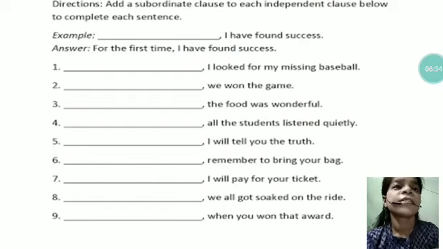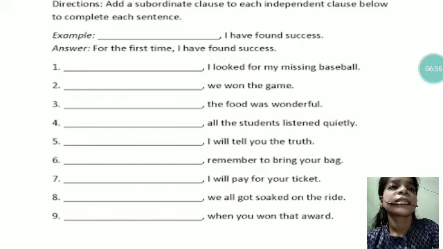Next, in this one, you have to add a subordinate clause to each independent clause below to complete each sentence. Here 9 sentences are given. All are main clauses, and in the blanks you have to fill in a subordinate clause relating to that particular main clause. It means it should be connected in such a way.